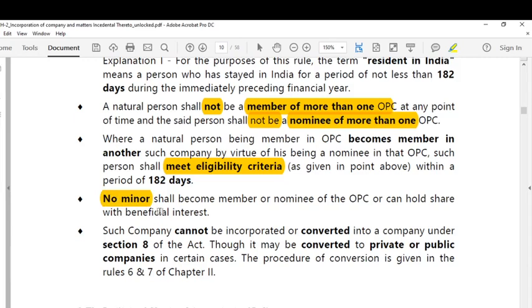No minor shall become a member or nominee of OPC or hold shares with beneficial interest also, my dear students. Which means to say that no minor, children like you who are less than 18 years, cannot become a member of OPC, and cannot even become the nominee of OPC, and you are not allowed to hold the shares even with beneficial interest also. That is the provision specially given for a one person company.